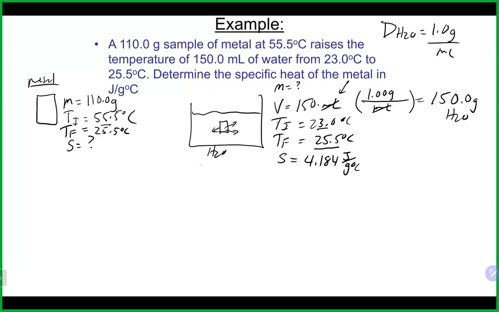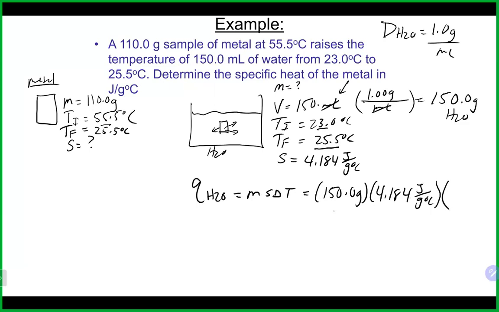Now that we have that, for our water, we pretty much have all the information we need to solve for, as I mentioned before, how much energy our water is going to gain. So the mass of the water is 150 grams. Specific heat capacity of our water, 4.184 joules per gram per degree Celsius. And again, final temperature, which is 25.5, minus initial, which is 23.0 degrees Celsius.